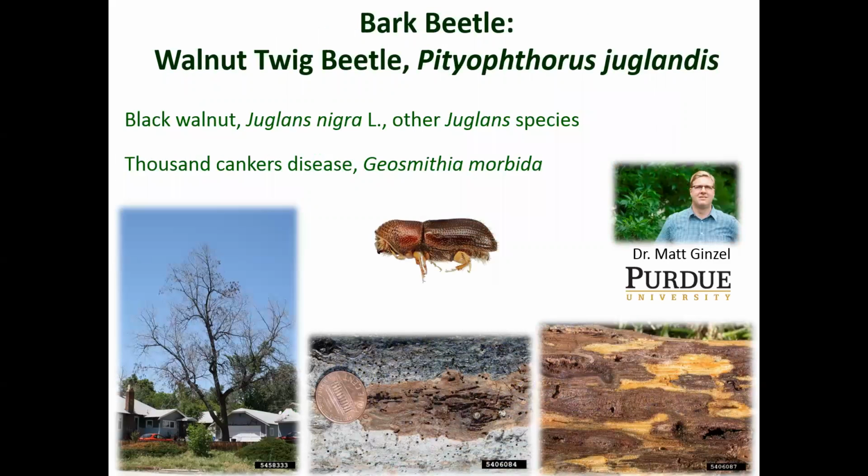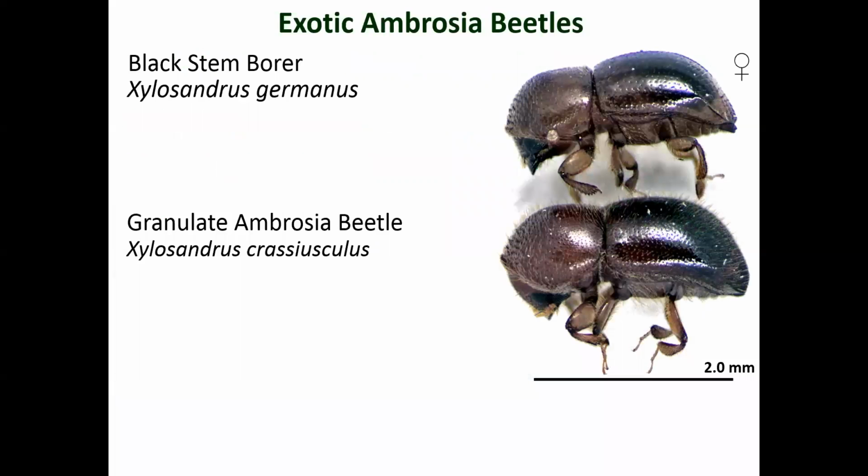Now, in terms of a regionally important, economically important bark beetle that I want to mention, that some of you may have heard of, is the walnut twig beetle. And that is attacking black walnut and other Juglans species and transmitting thousand cankers disease. For those of you that are interested in learning more about this destructive bark beetle, I'd encourage you to take a look at some of the work that Matt Ginzel with Purdue has been doing. But today I'm going to be focusing on some exotic ambrosia beetles.